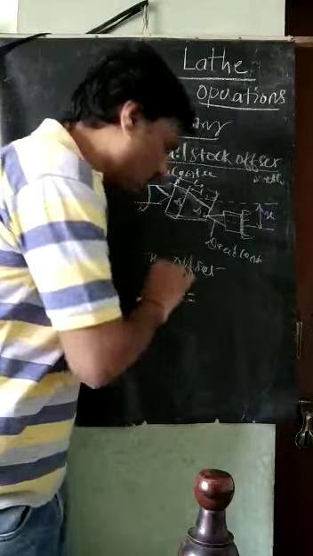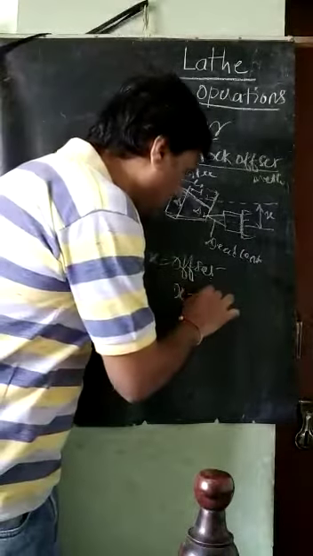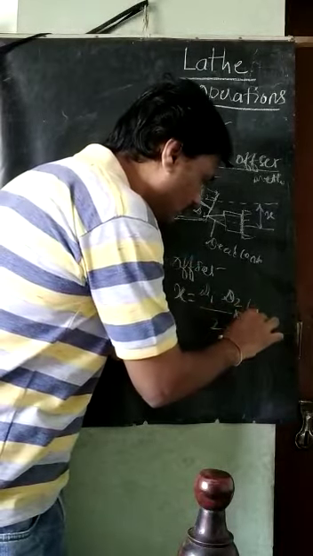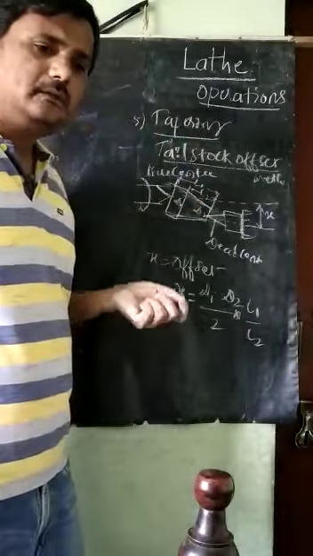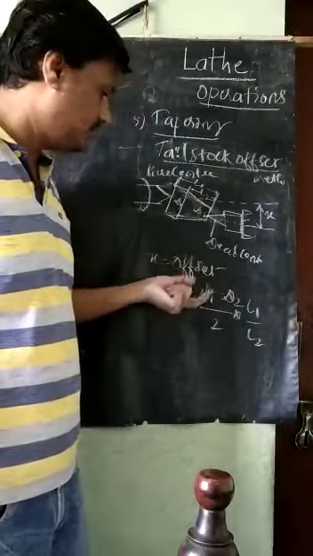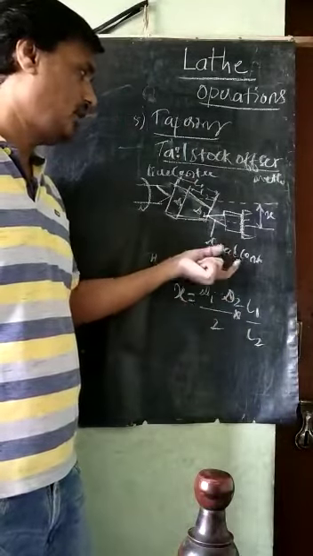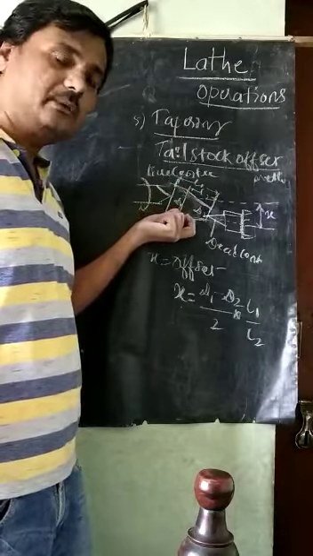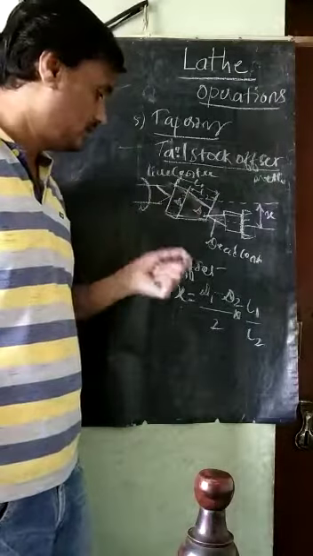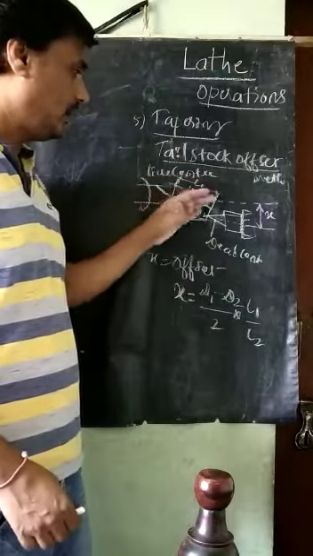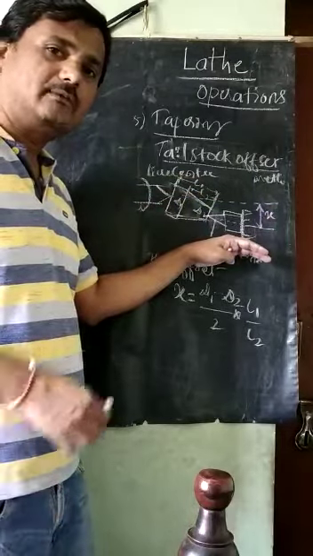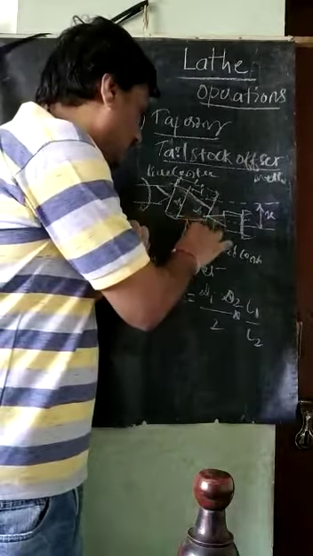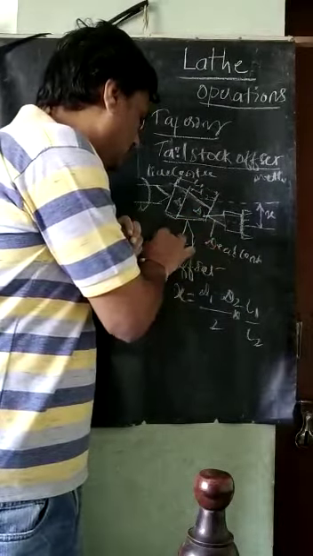That x can be found as x equals (D1 minus D2) divided by 2, into L1 divided by L2. This is the formula by which we can find how much to offset. L1 is the total length, L2 is the taper length, D1 is the original diameter, and D2 is the final diameter. So we can calculate x. Then accordingly we offset the dead center and fit it in the tailstock. Then the workpiece is fitted between the live center and dead center, and this is the tool. The feed will be given in this direction.